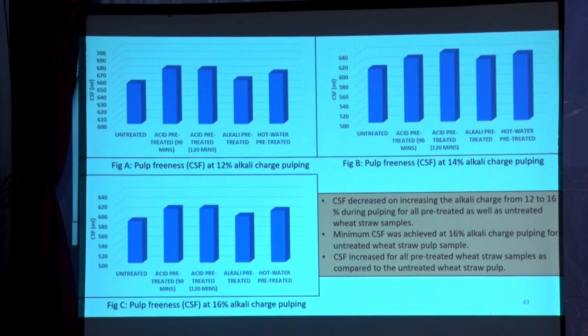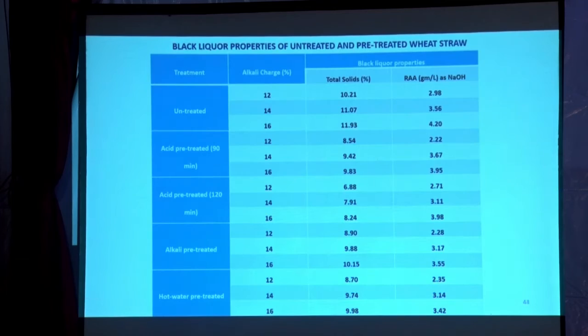Now these are the results of the CSF. The CSF decreased on increasing the alkali charge from 12 to 16%. Minimum CSF was achieved at 16% alkali charge for untreated wheat straw sample. The CSF increased slightly for all the pre-treated wheat samples as compared to the untreated wheat straw pulp.